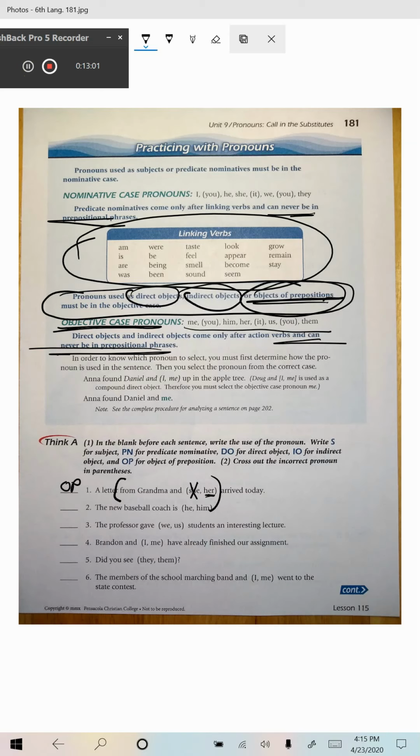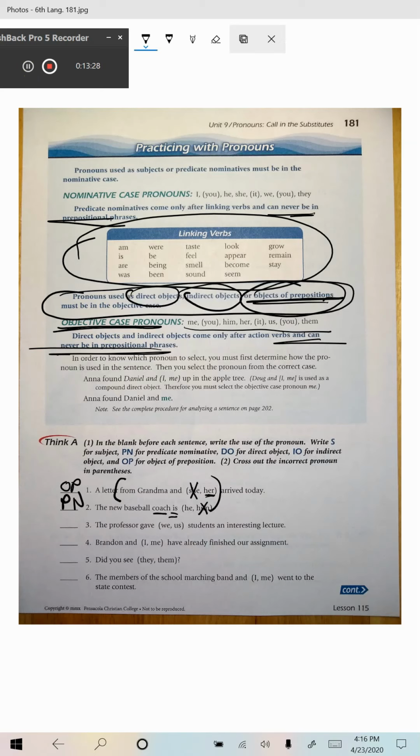The new baseball coach is he or him. So here we have the coach as the subject, is a linking verb. Him or he is the pronoun renaming the coach. And that's a predicate nominative. Predicate nominative takes nominative case, I, you, he, she, it, we, you, they, he. So him is incorrect. And this is a predicate nominative.